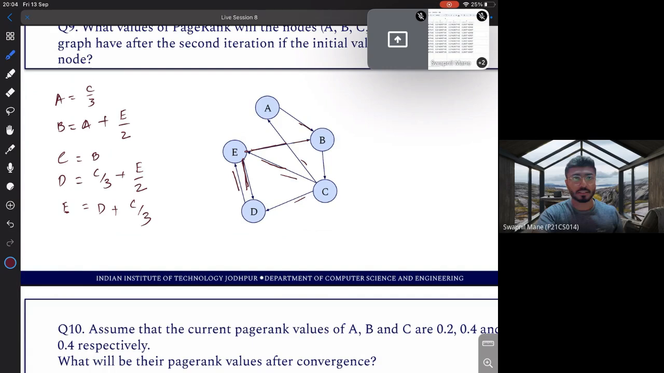Let's move to that, how we can copy. Let's see, A has a very low page rank, right? So you can see here.